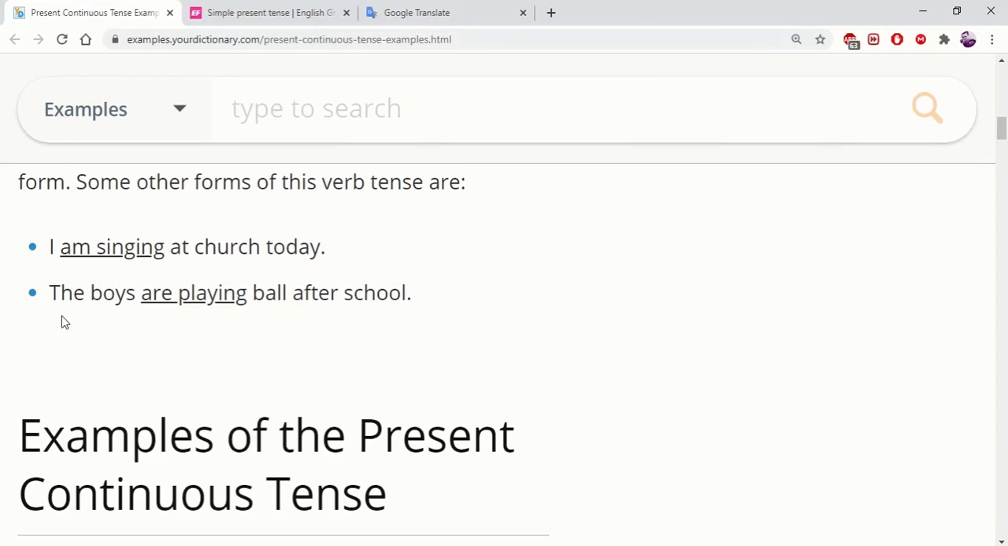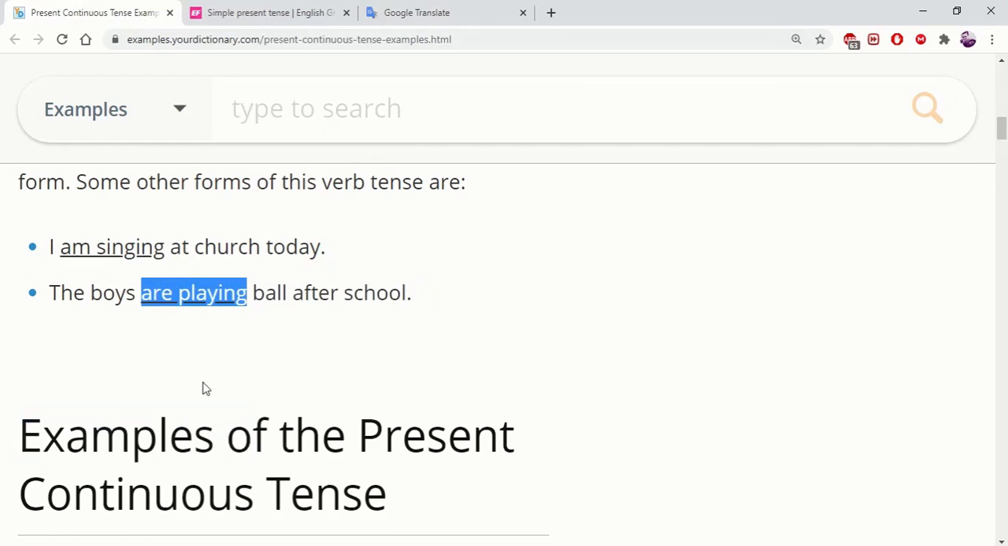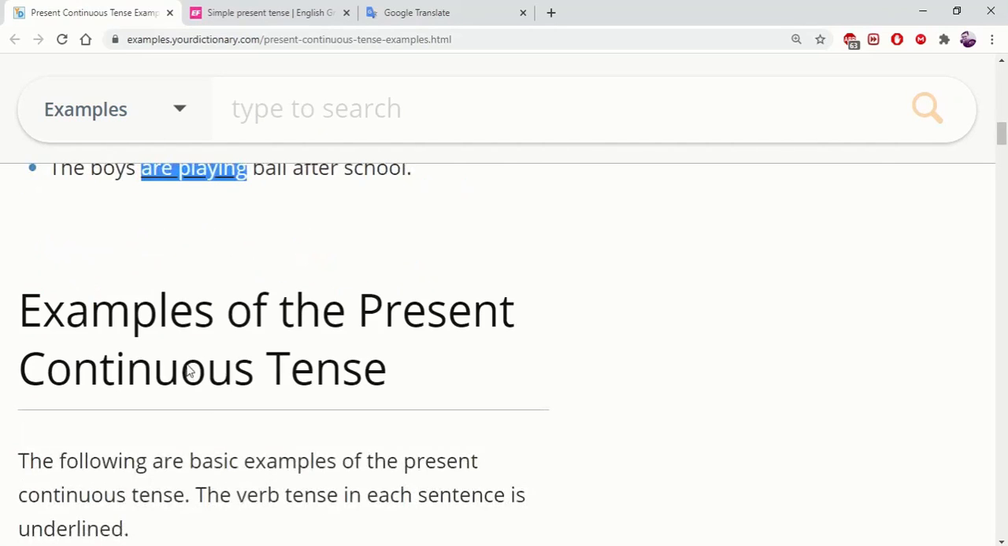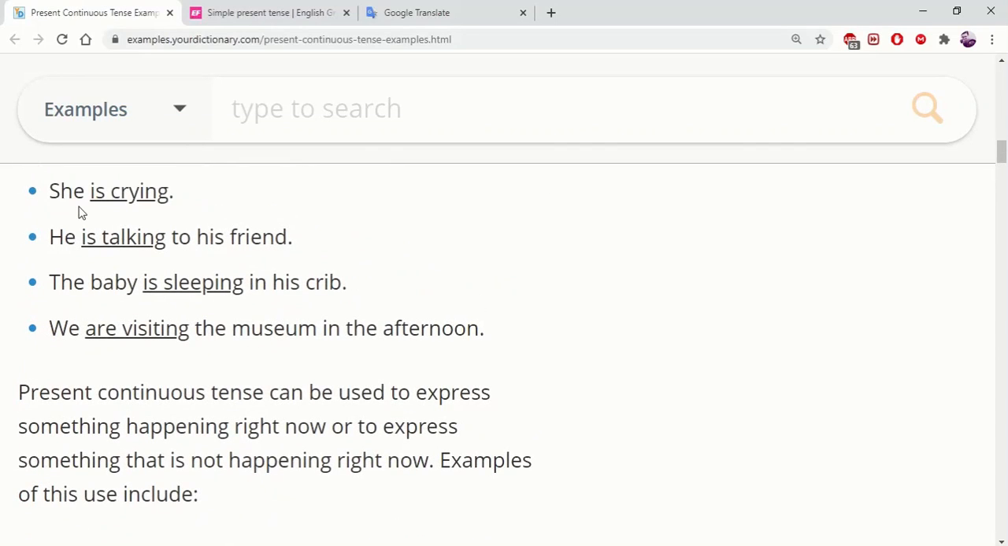The next example, the boys are playing ball after school. This can be football or volleyball, whatever. The boys are playing. खेल रहे हैं. It is happening now. So it is the present continuous tense. We have some more examples over here. She is crying. रो रही है. It is happening right now.